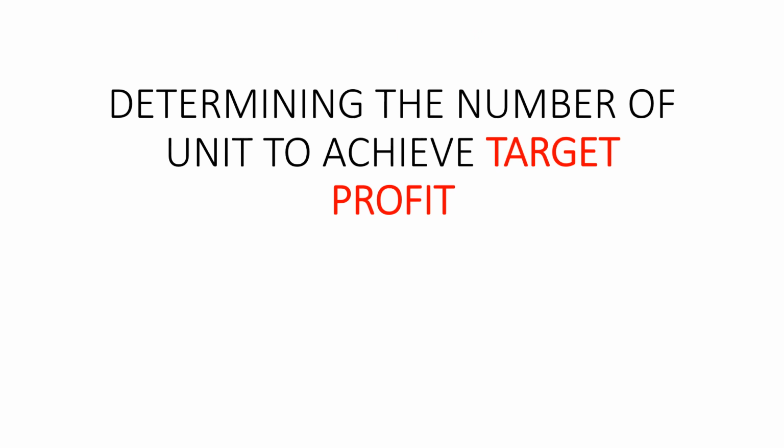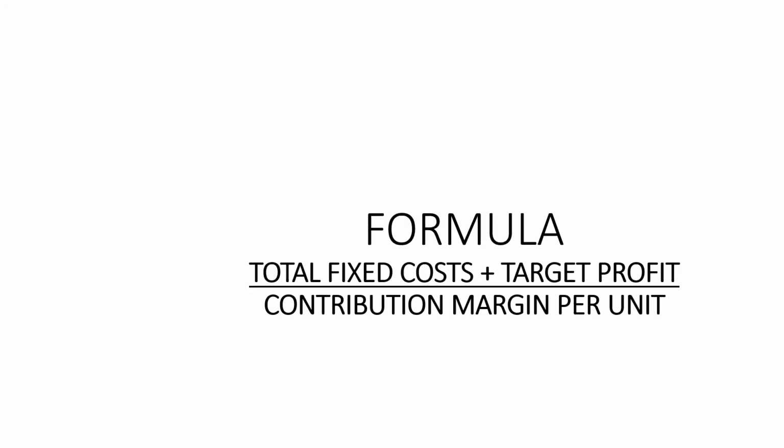Then determining the number of units to achieve a target profit. Then this is the formula. Total fixed cost plus target profit divided by contribution margin per unit. It will tell you the number of units that you must produce and achieve your target profit.